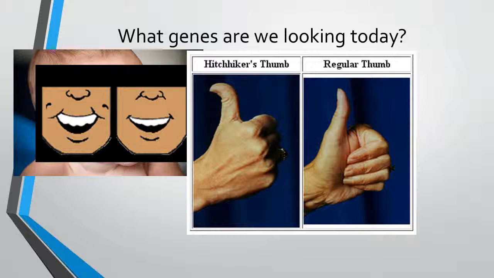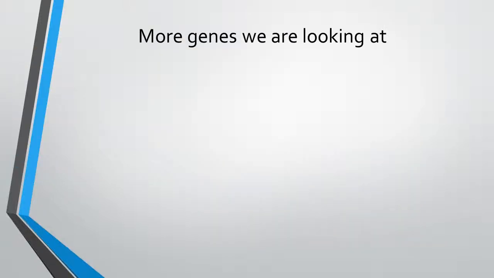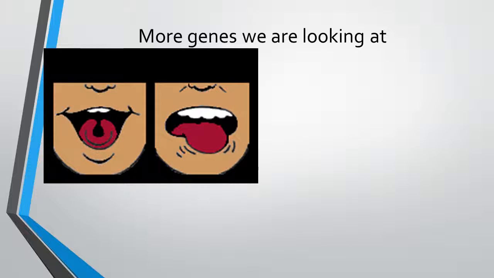Next, we're going to be looking at hitchhiker's thumb or regular thumb. The defining characteristic of the hitchhiker's thumb is where the tip of the thumb bends backwards. But the regular thumb, when you give a thumbs up, will just be straight up. And then some more genes that we are looking at. The curled tongue: if you can go ahead and form that U shape with your tongue, then that means that you have the curled tongue gene. But if you can't and you struggle with it, then you do not have the gene to express the curled tongue.